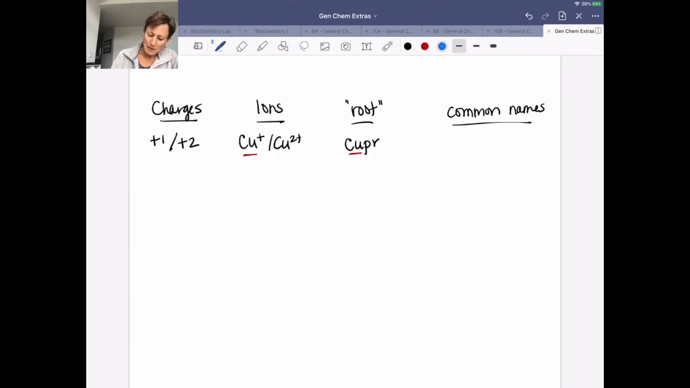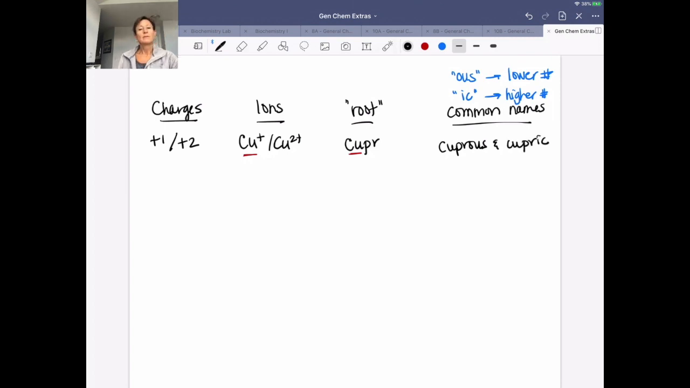So I'm going to write these up top here. We're going to have an OUS suffix, which is for the lower charge number, and then an IC suffix, which is for the higher number. So when we put all of this together, we're going to have cuprous for the +1 charge, and then cupric. Those are the common names we'd see for those metals with those charges.